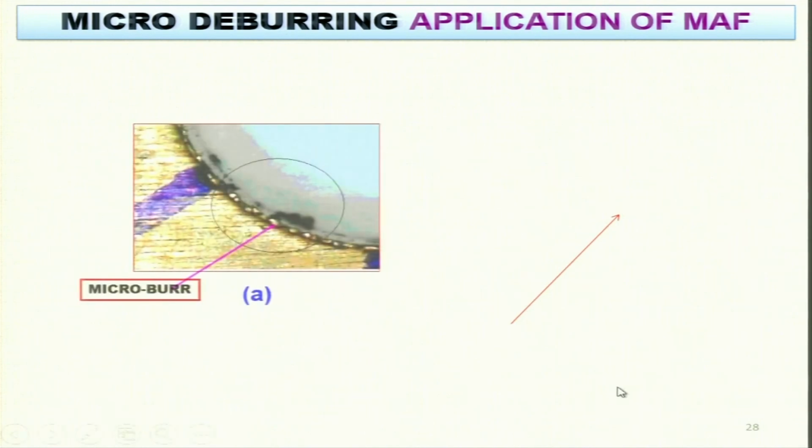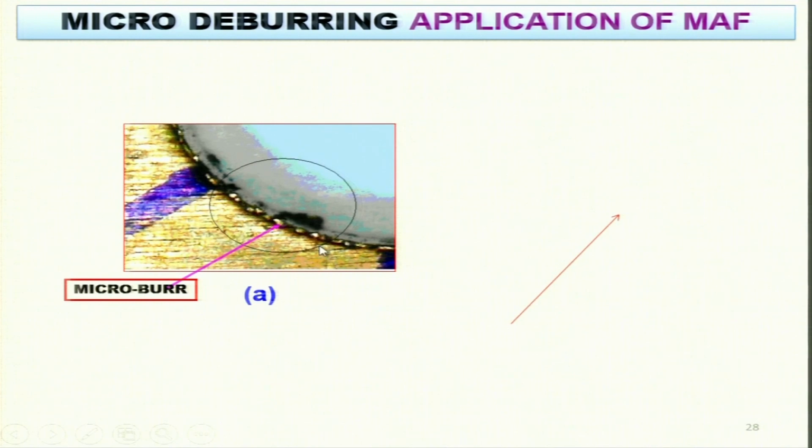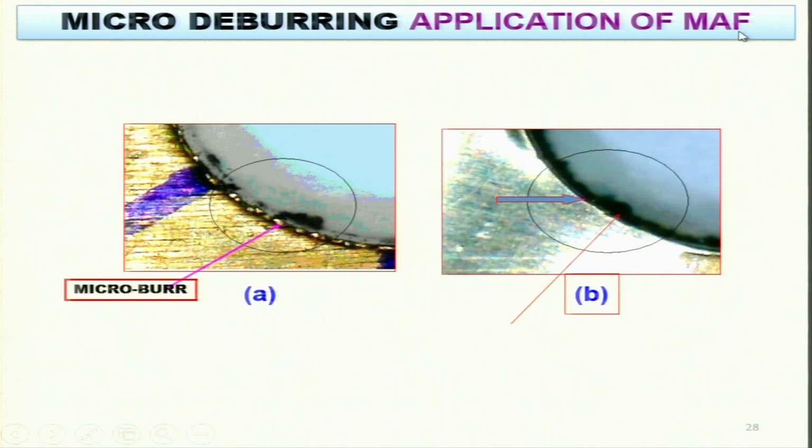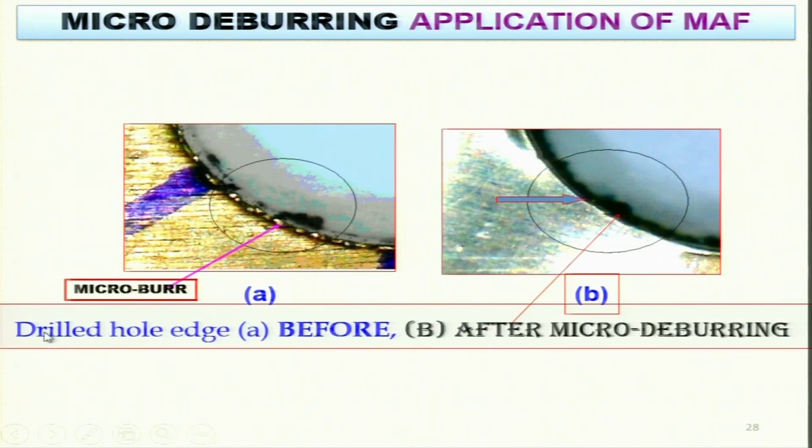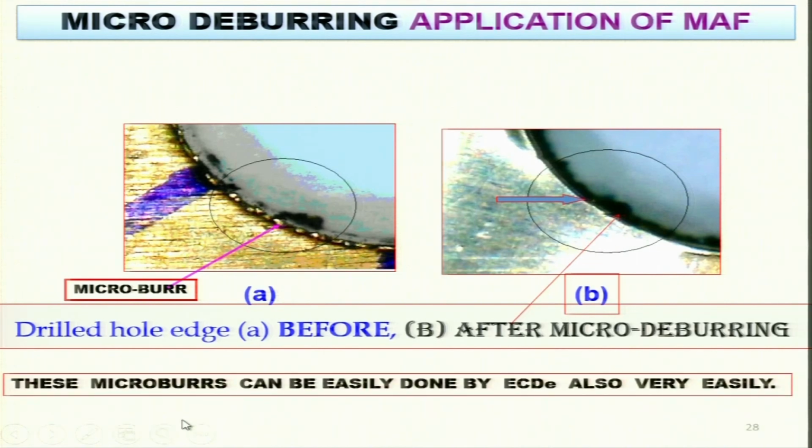Micro deburring applications of MAF. Now you can see here, these are the micro burrs which were obtained after drilling a hole, and you can clearly see in white color and black color also. And there is a process called magnetic abrasive finishing, MAF. With the help of MAF, this part was finished or deburred, and you can clearly see all those burrs are removed from this part. This is another view after deburring of the same part, so you can see clarity of that. So drilled hole before deburring, and this is after deburring. These micro burrs can be removed by electrochemical deburring very easily also. This is done by MAF process, but electrochemical deburring can also be used for this purpose.